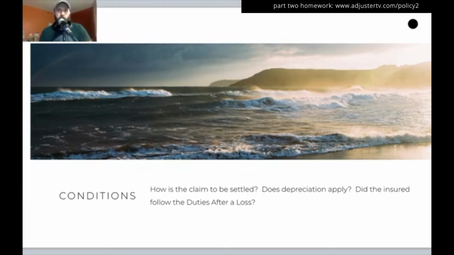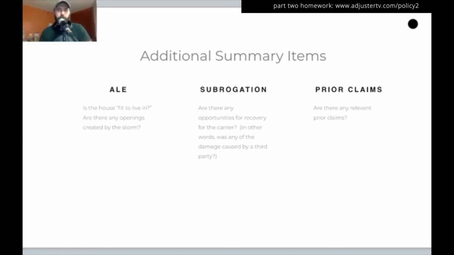Okay, then our additional summary items, of course, we have additional living expense, and we have subrogation. Are there any opportunities for recovery for the carrier? Typically you're not really going to see a whole lot of subro on most CAT claims unless somebody comes out to take a tree off the house on a wind claim, and they do a bunch of damage to the driveway with their truck and destroy the driveway. Then you're going to want to make a note to send that off to subrogation and probably send an email to your manager just to let them know, with the claim number.